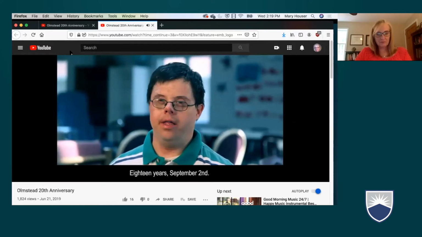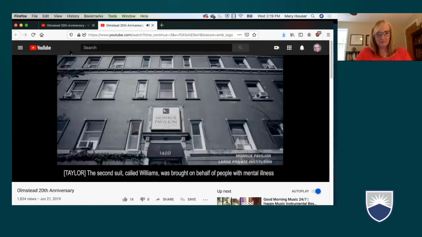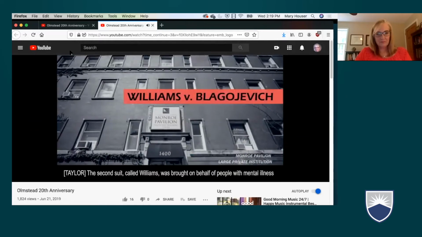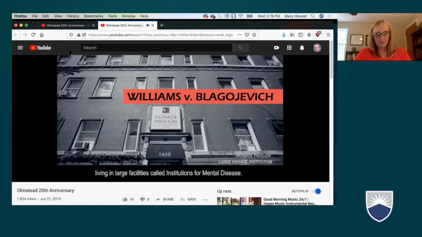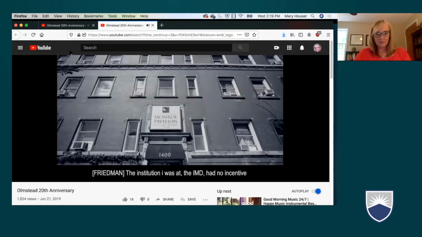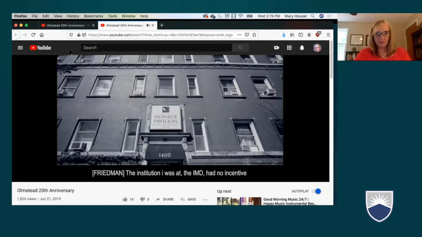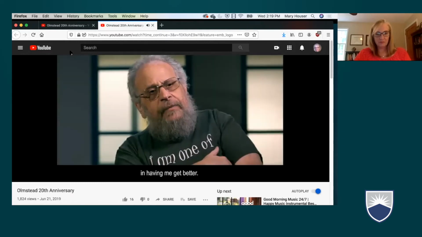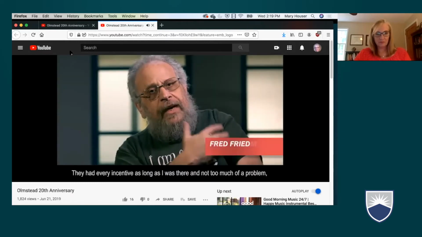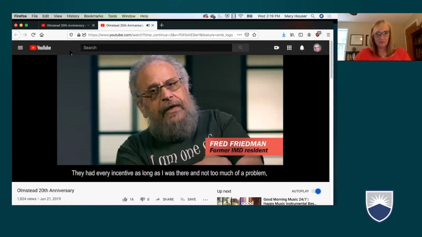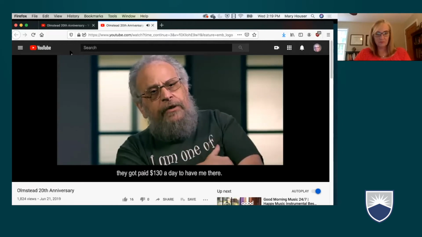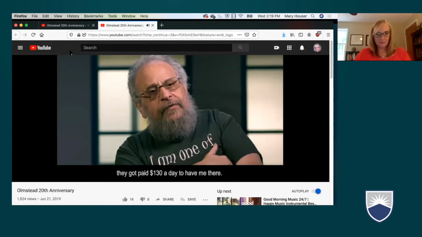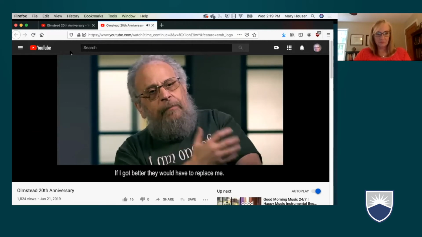The second suit, called Williams, was brought on behalf of people with mental illness living in large facilities called institutions for mental disease. The institution I was at, the IMD, had no incentive in having me get better. They had every incentive, as long as I was there, not too much of a problem. They got paid $130 a day to have me there. If I got better, they would have to replace me.